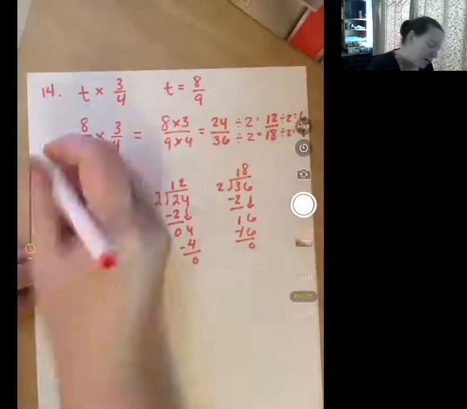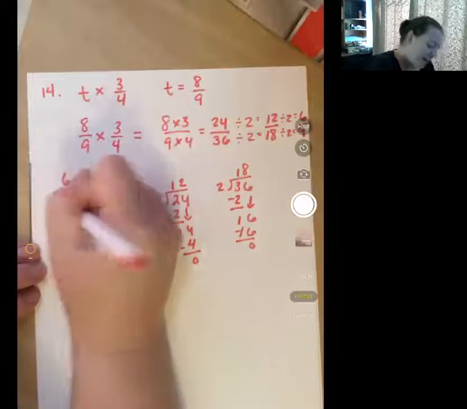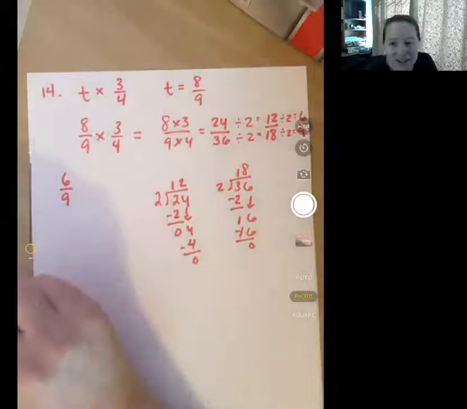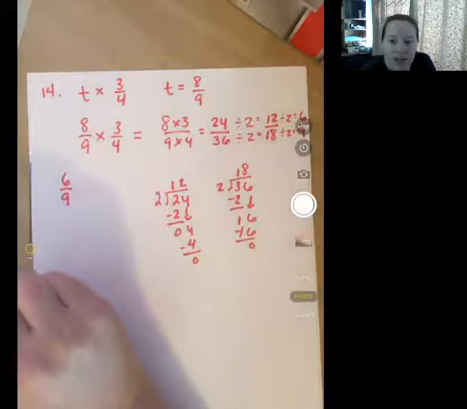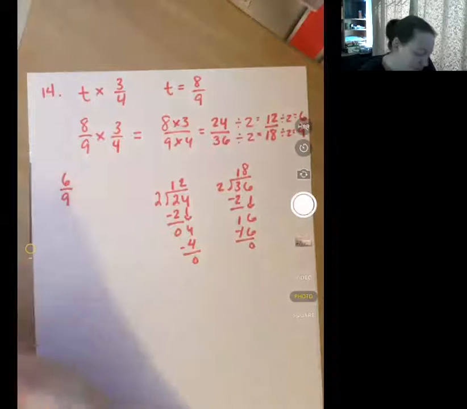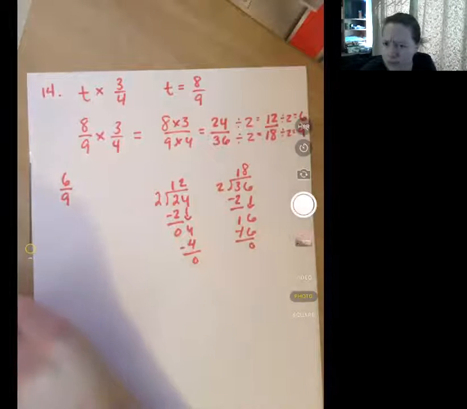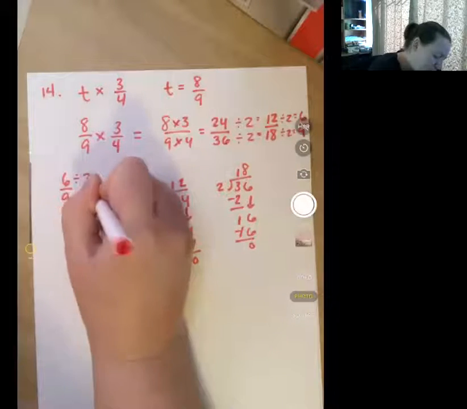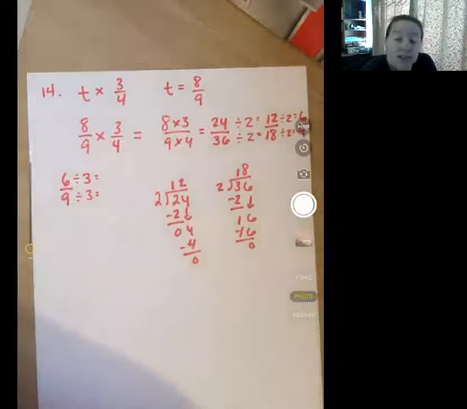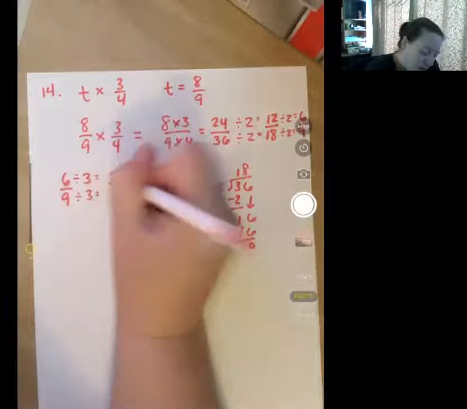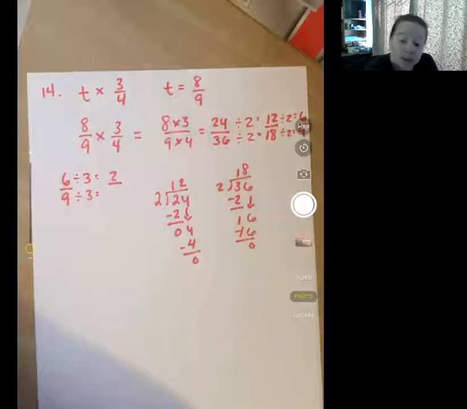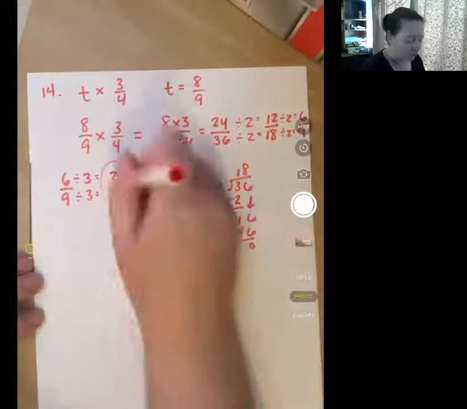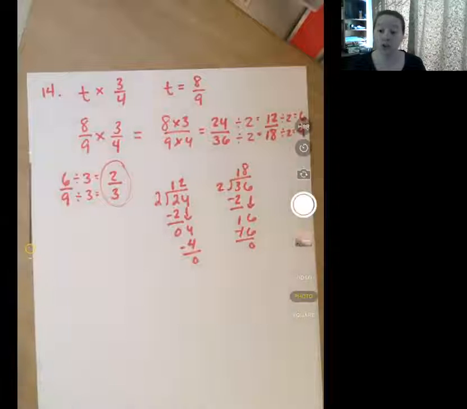Okay, I cannot take out another 2, but I can take something else out. So we have the 6 and the 9. The 9 is not even, so we can no longer take out a 2. Our next option is a 3. Oh yeah, 6 and 9 are both divisible by 3. We can totally do that. 6 divided by 3, 9 divided by 3. So 6 divided by 3 is 2 over 9 divided by 3, which is 3. So we end up with, as our final answer out of all of that mess, 2/3.